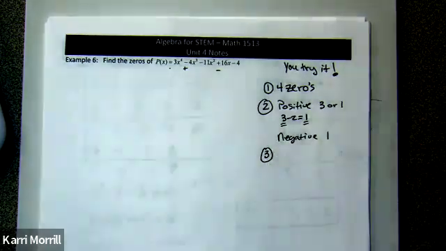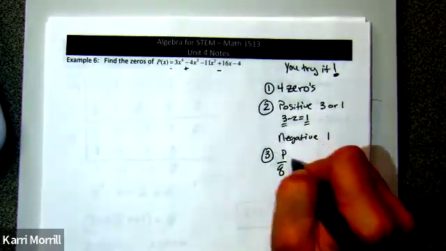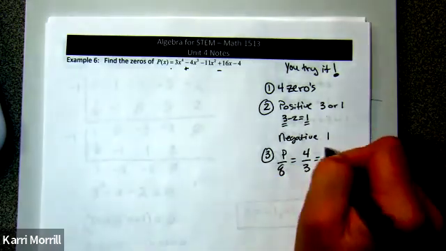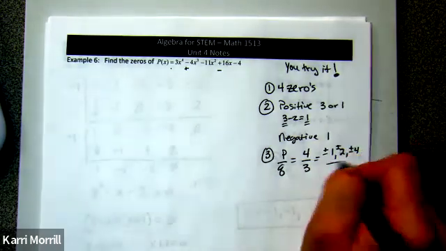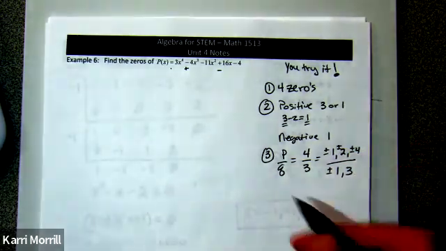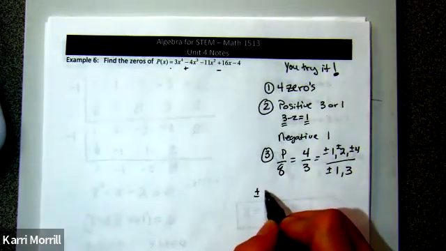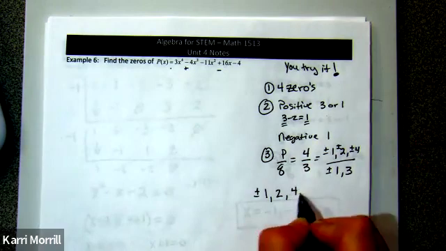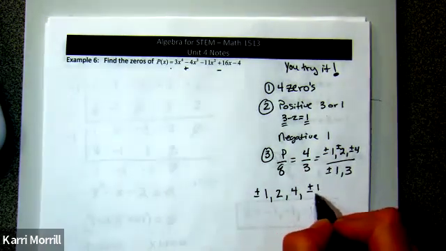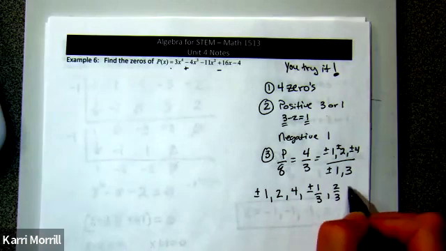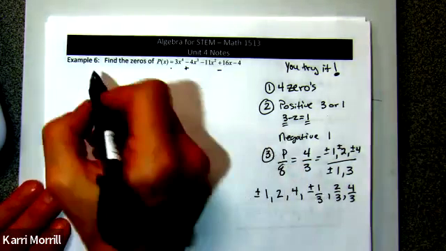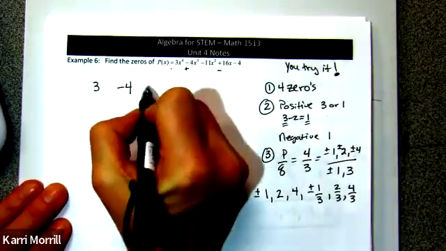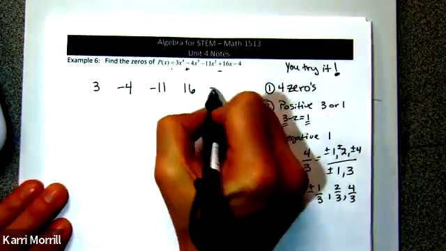And then you would try your zeros, your p's over your q's. So 4 over 3. So we have 1, 2, and 4, and 1 and 3. So we have positive and negative 1, 2, 4, and then we need to put those over 3. Positive and negative 1 over 3, positive and negative 2 over 3, and 4 over 3. So 12 different options. So then you would set this up: 3, -4, -11, 16, -4.